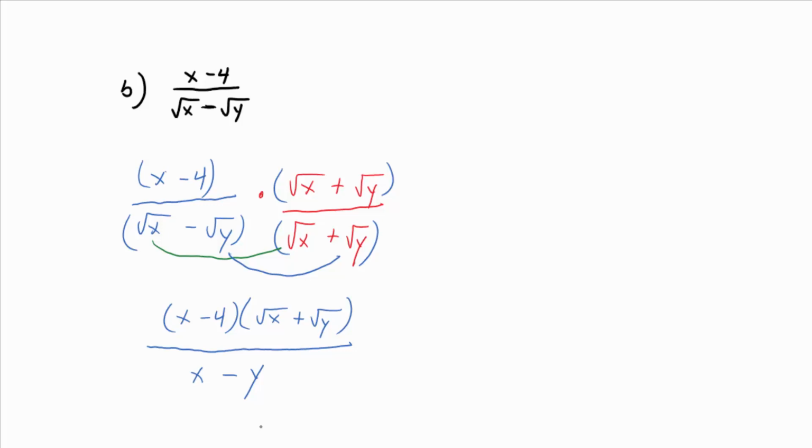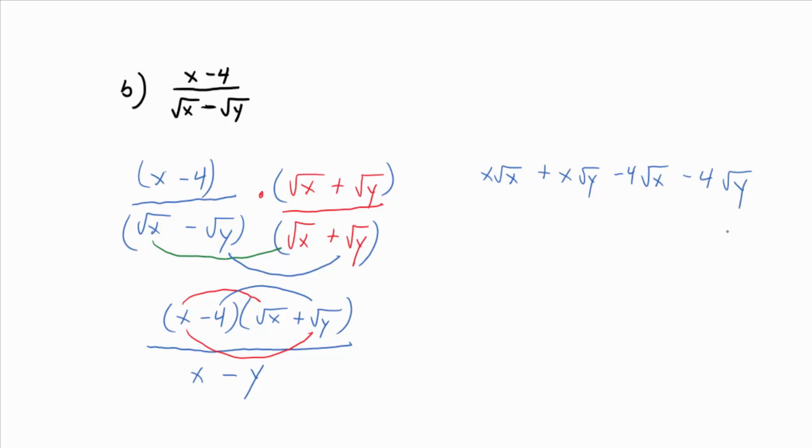So how could you FOIL the numerator if you wanted to? If you multiply the first times the first, what do you get? x root x. If you multiply the outer together, let me use a different color, that would be this multiplication. What would that be, including the operation? Plus x square root of y, multiplication, right? x times square root of y. That's first, outer, inner. What would inner be? Minus 4 square root x. And then last, minus 4 square root of y.